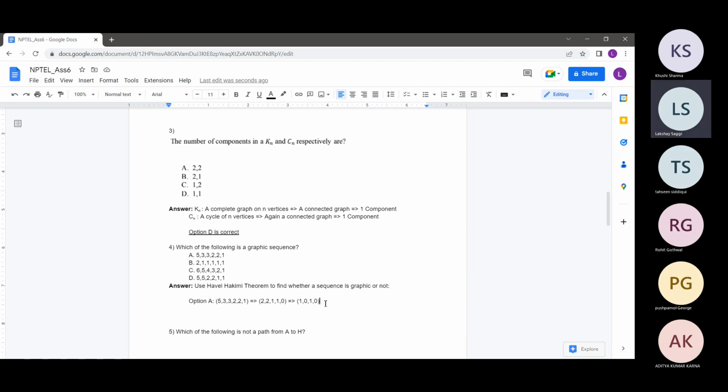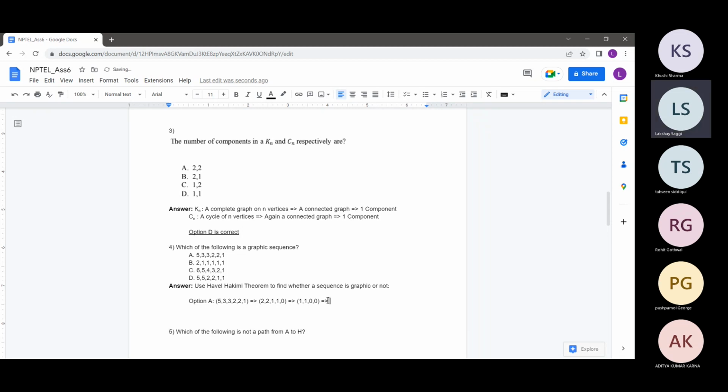But it is not in non-increasing order, right? For applying the Havel-Hakimi theorem, you should always ensure that the sequence is in non-increasing order. So here, since it is not in non-increasing order, we'll sort this sequence. So 1, 0, 1, 0 can instead be written as 1, 1, 0, 0, swapping the 0 and 1. Now this sequence is in non-increasing order. I hope it's clear to you guys how I arrived at this.